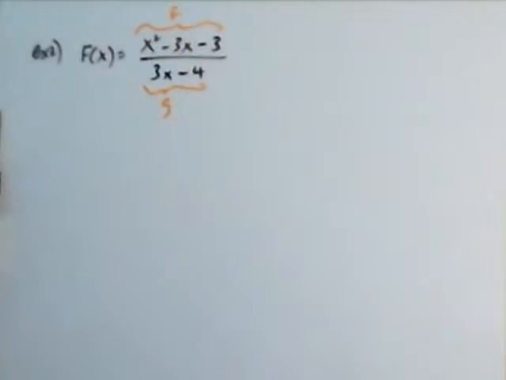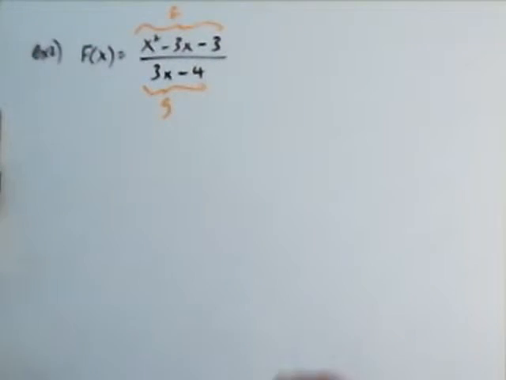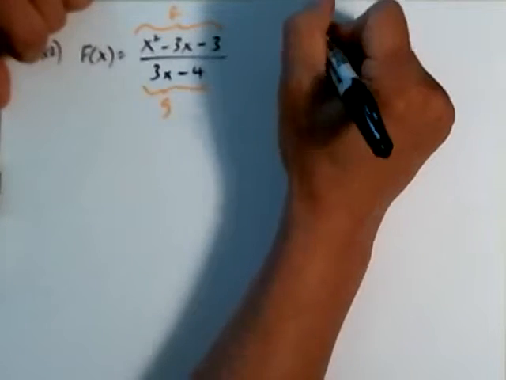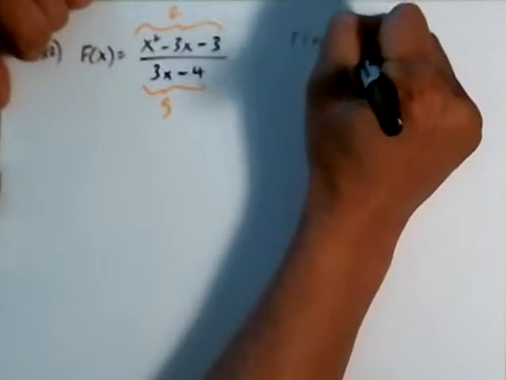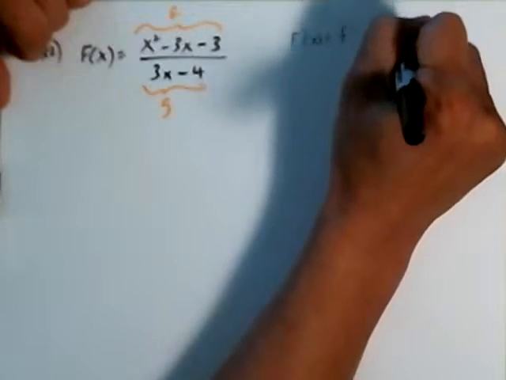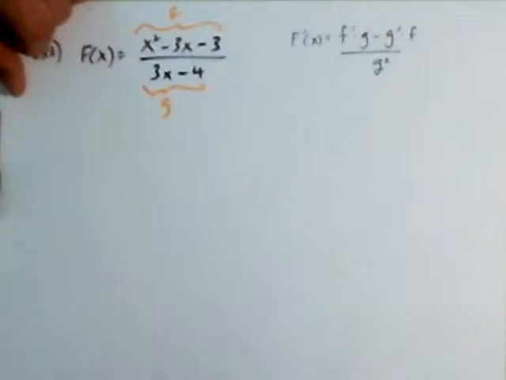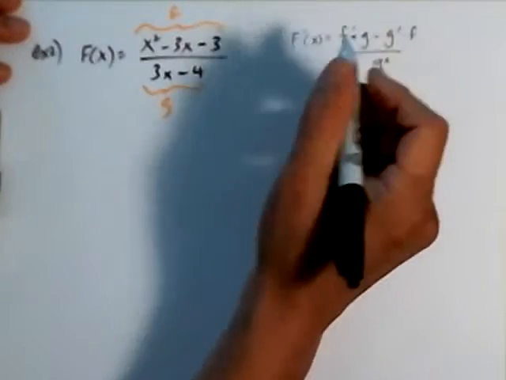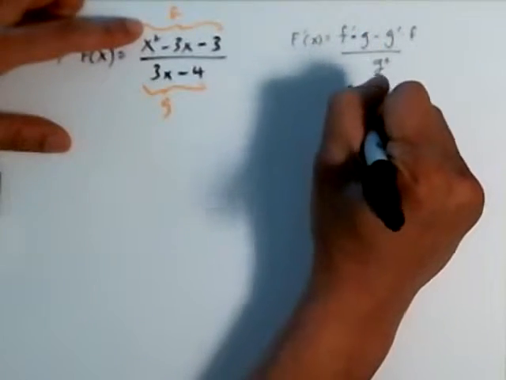It's a quotient of two functions. This happens to be a polynomial function. It's pretty simple right now. We know that the formula for f prime of x is equal to f prime times g minus g prime times f all over g squared. And so there it is. First thing we need to do is find out f prime.